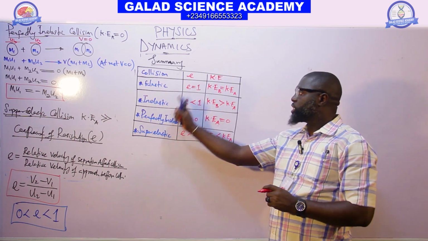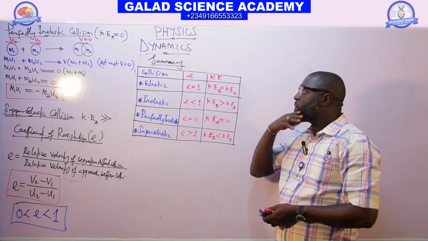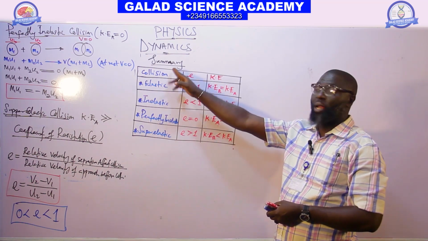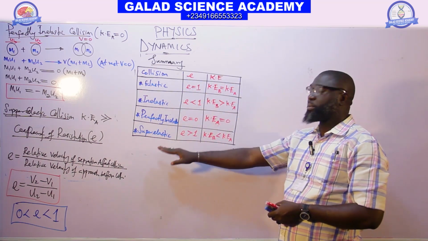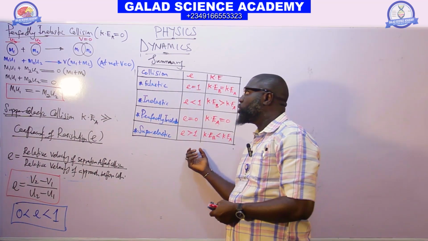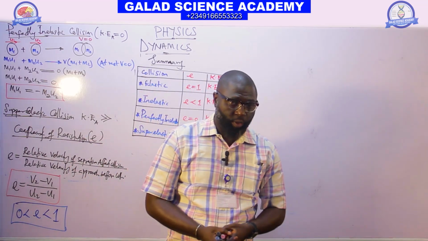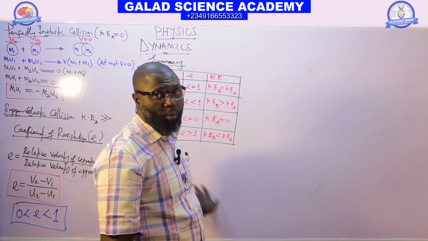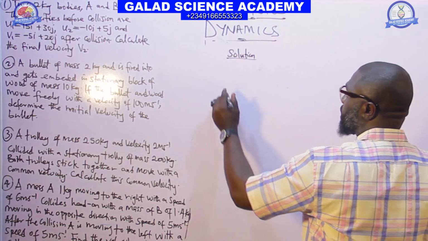before. So this is the summary of how we can use the coefficient of restitution and kinetic energy to determine the type of collision. Let us solve two or more questions on how to use collision theory and all these formulas. Let's solve these 4 questions under type of collision.